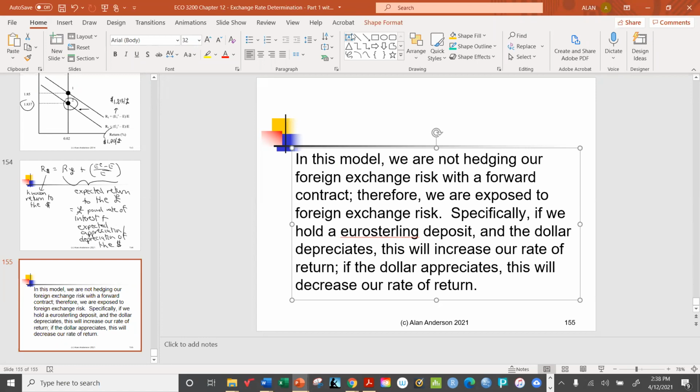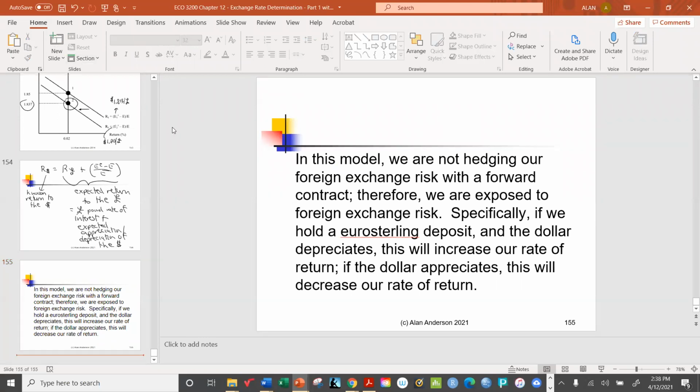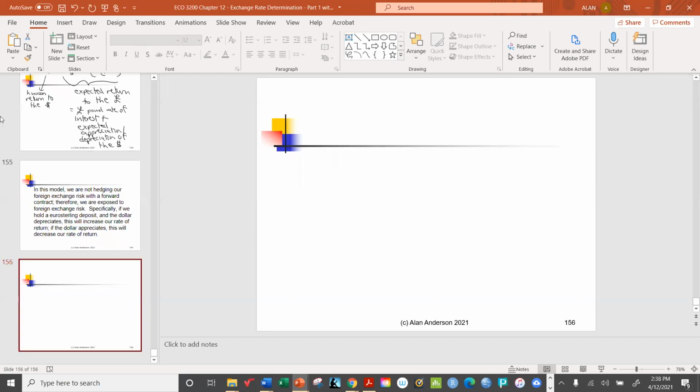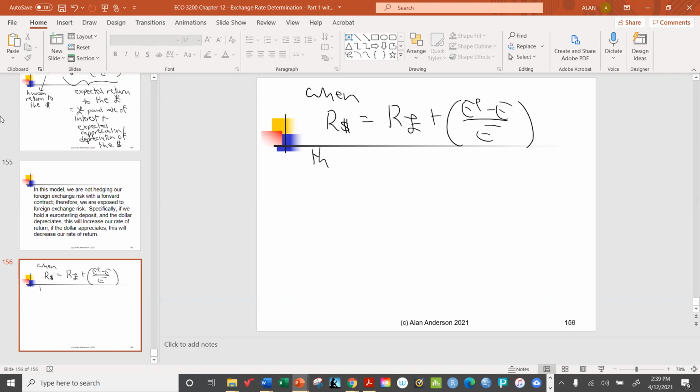So now when the two are equal to each other, though, then we say that the exchange rate market is in equilibrium. So in other words, when this is true, the market is in equilibrium.